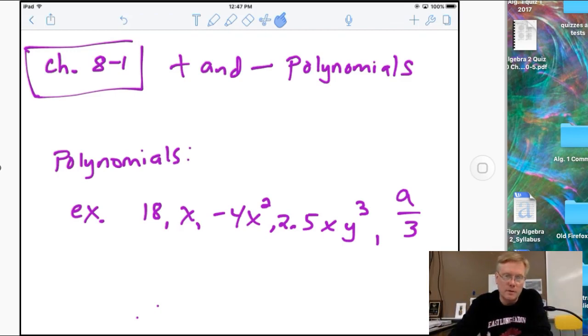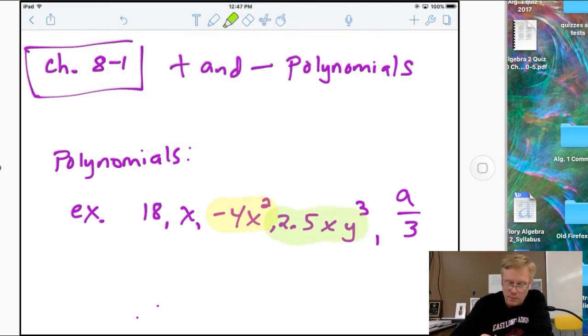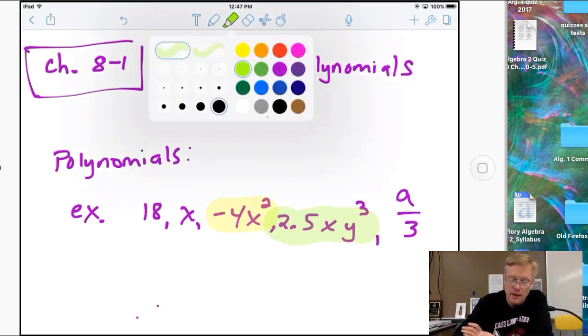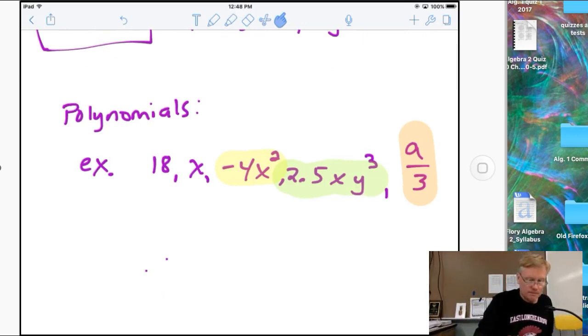That could be a polynomial. Polynomials can also be variables like x, negative 4x squared. That whole thing is a polynomial. 2.5xy to the third, that's another polynomial. Those things are all connected by multiplication. So a polynomial can be one thing if it's all connected by multiplication, or division. In this case, a over 3, that's connected by division. So those are examples of polynomials. Really monomials there, but number one.